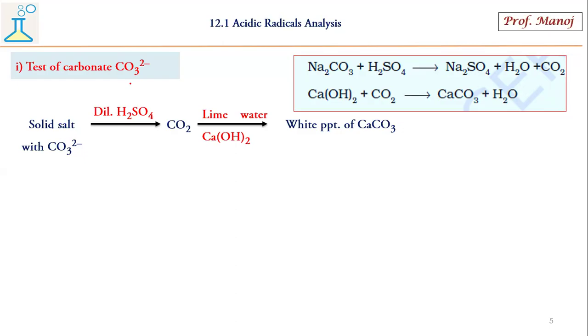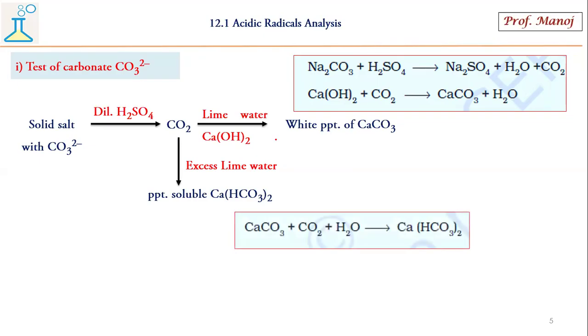This carbon dioxide gas, if you are passing in excess of lime water, almost more than a double quantity of lime water, whatever precipitate was produced will get dissolved. Now, this particular reaction is this way, that calcium carbonate in presence of carbon dioxide produces calcium bicarbonate. This whole thing is known as test of carbonate radical.